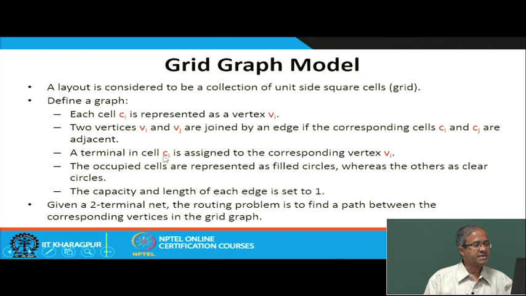Now, a terminal in cell C_i, suppose I want to connect a point from C_i, the terminal is assigned to the corresponding vertex V_i. There are 2 kinds of vertices, some cells are occupied, which are represented as filled circles, but the unoccupied cells can be represented as clear circles. I shall show an example. In this model the capacity and the length of each edge is assumed to be 1. So, for every 2 terminal net, the task is to find a path between the corresponding vertices.